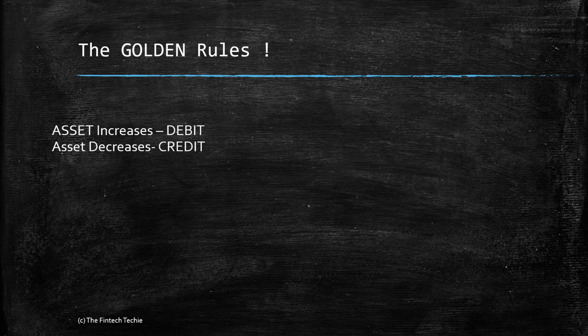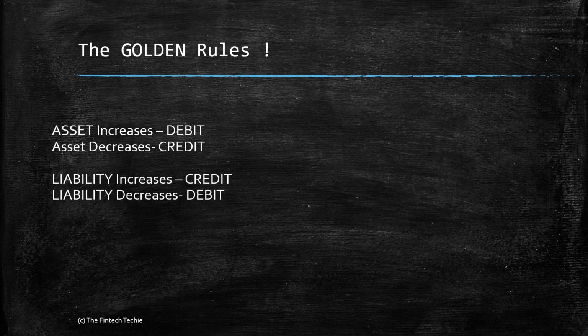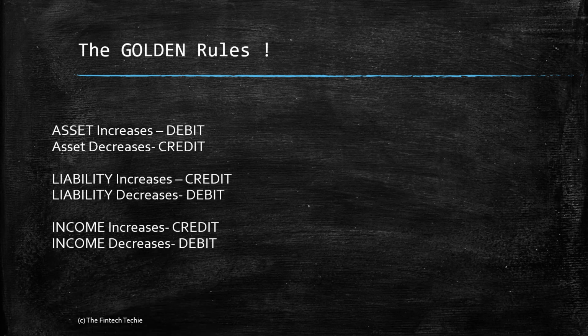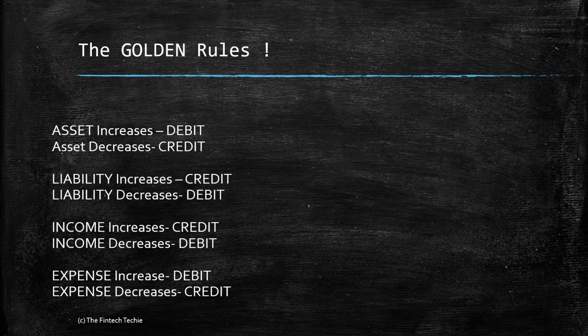Just to recap the golden rules: asset increases, it's a debit; asset decreases, credit. Liability increases, credit; liability decreases, debit. Income increases, credit; income decreases, debit. Expense increases, debit; expense decreases, credit. So these are the simple rules which you need to keep in mind.